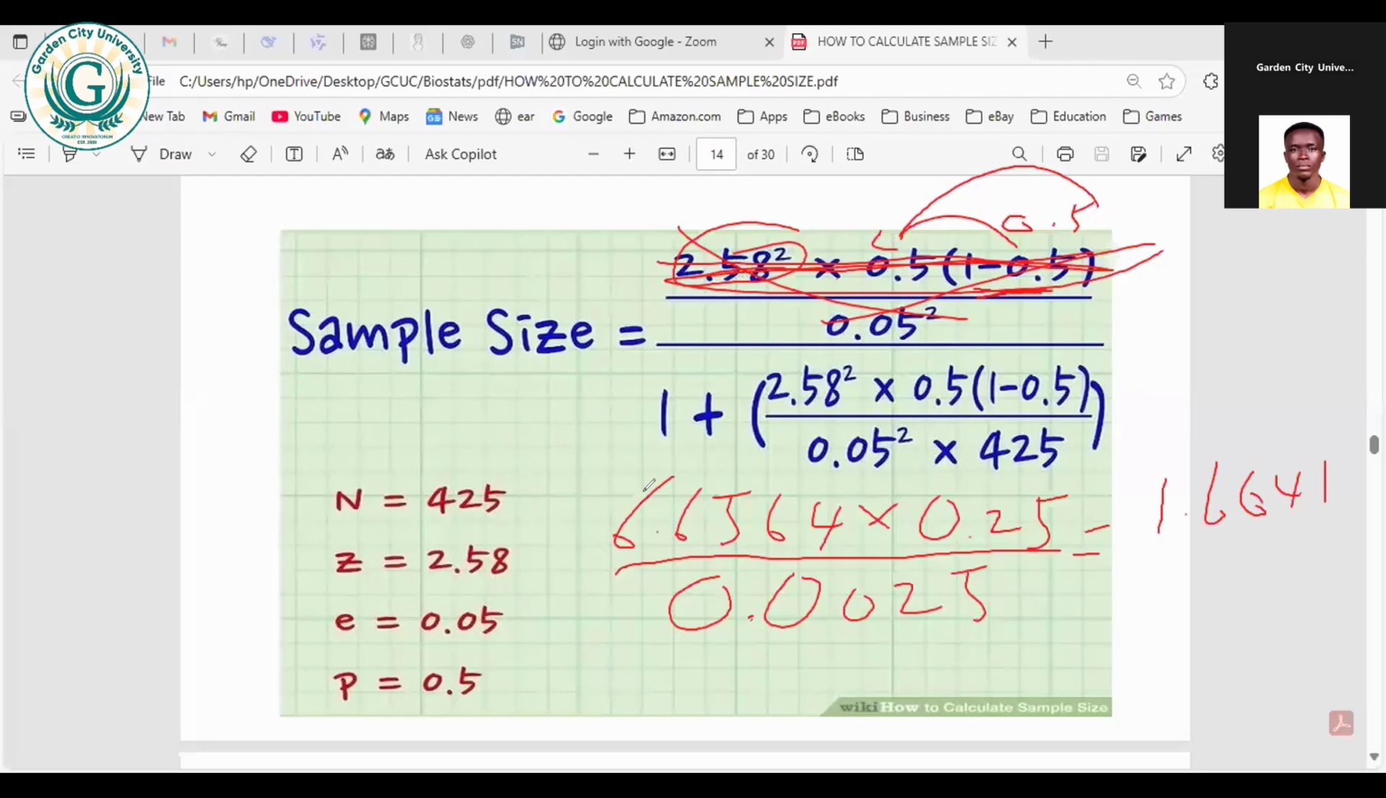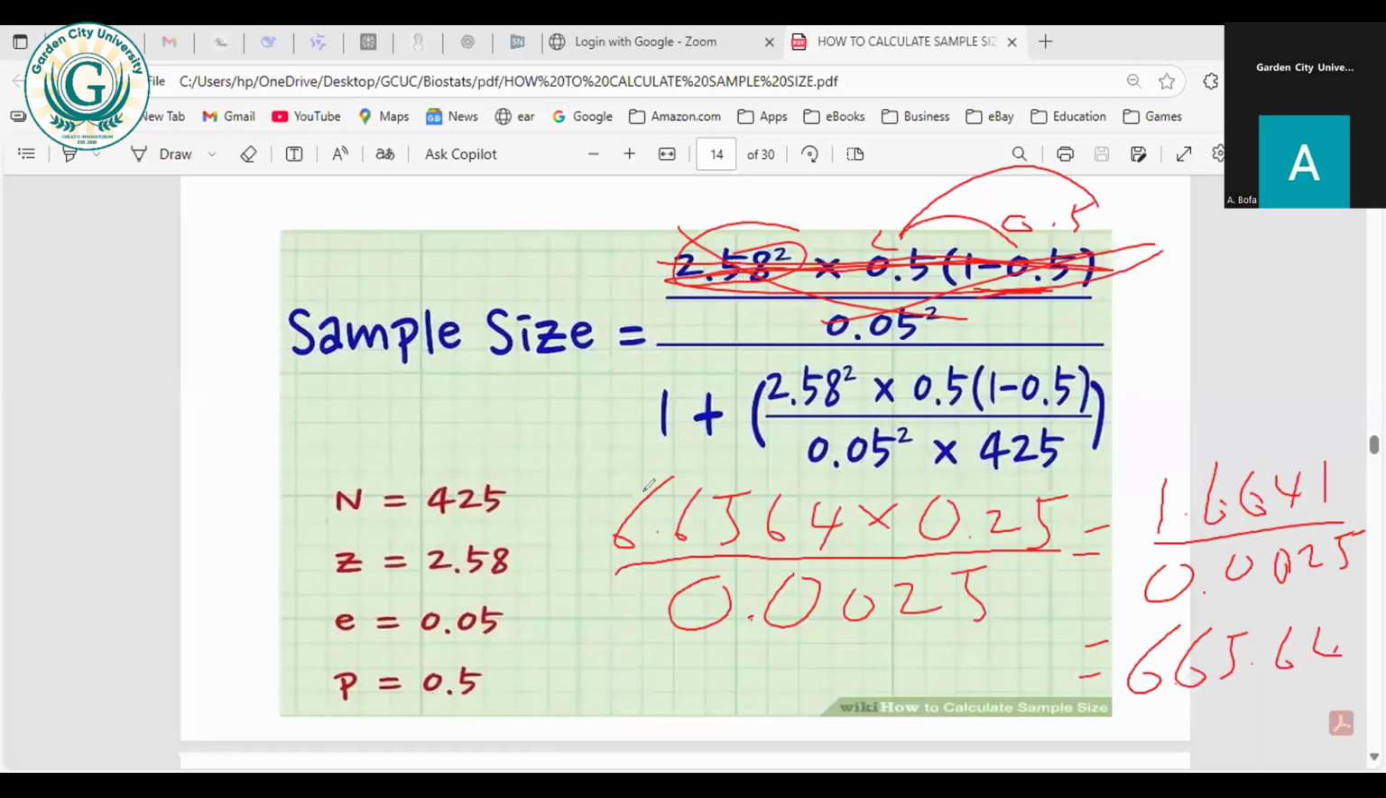1.6641 divided by 0.0025. So now I want you to divide 1.6641 by 0.025. It gives us 665.64. So now this is the final answer.